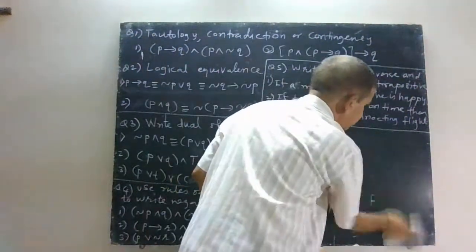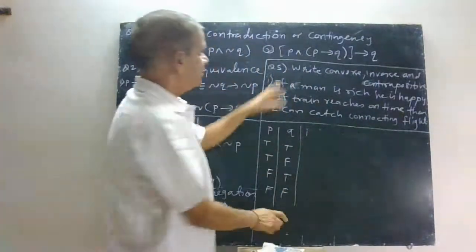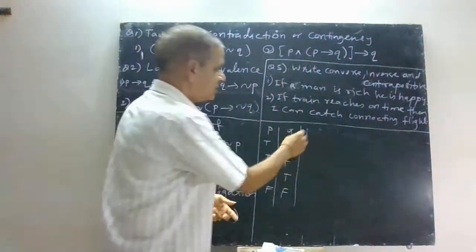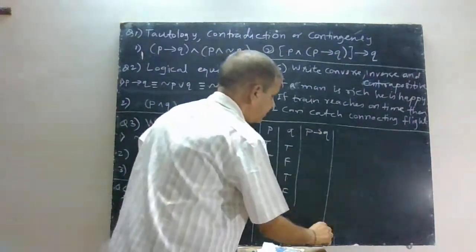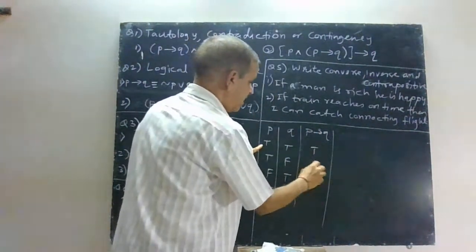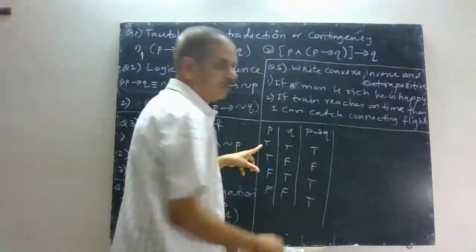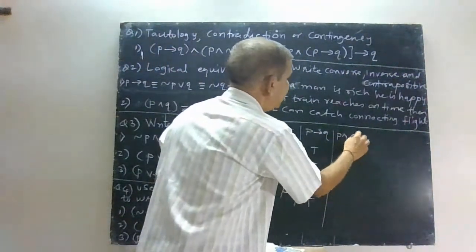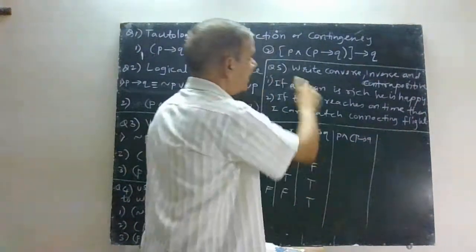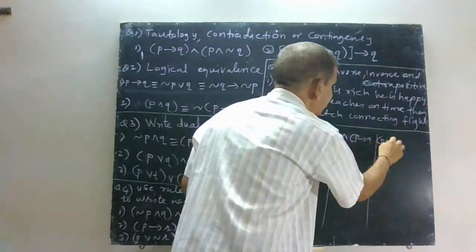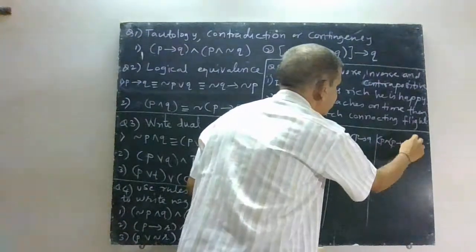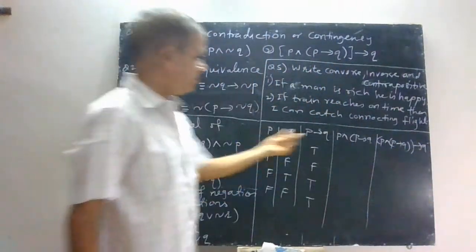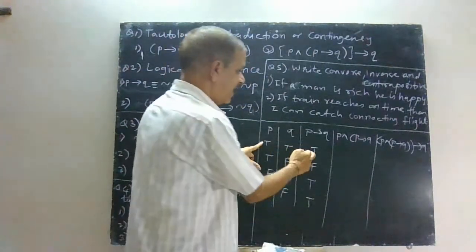Now suppose we solve the second example. For this one, first you have to break this bracket, P implies Q. Then it is T, F, T, T, that you know already. Then you will make P and P implies Q. And then together, P and P implies Q implies Q.